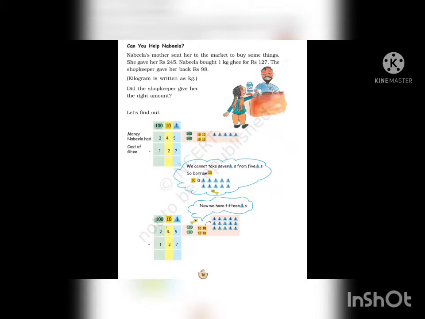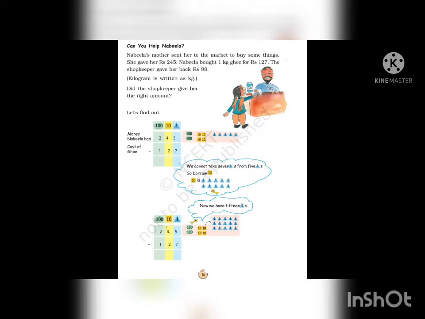This question is already done for you. So see how it is subtracted. First they have subtracted the numbers that are in ones place value. So 7 cannot be subtracted from 5, so they have taken 1 borrow from 4 and it became 15. And similarly, 1 borrow has been taken from 4, so 4 has now become 3.